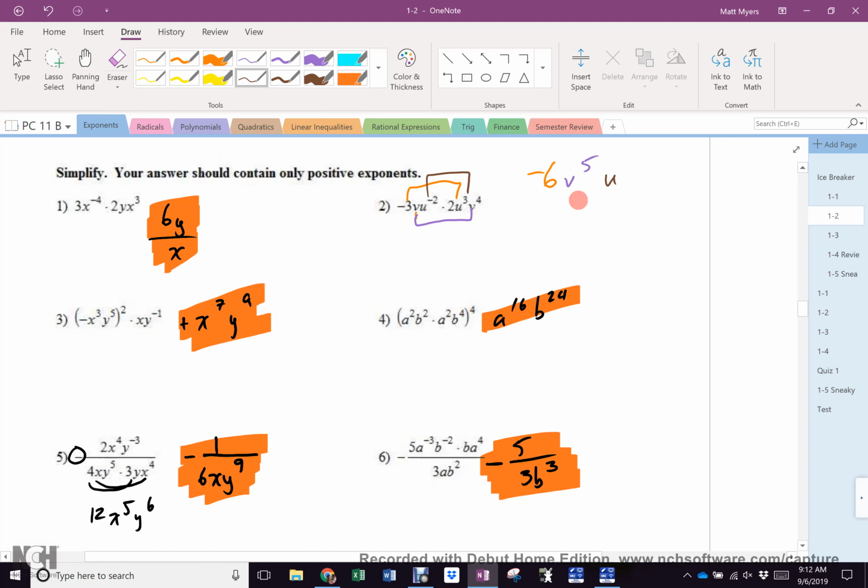Now, somebody usually asks here, Madison, why did I do 3 times 2, but if I do 4 squared times 4 cubed, I don't do 4 times 4? Because they're different bases.